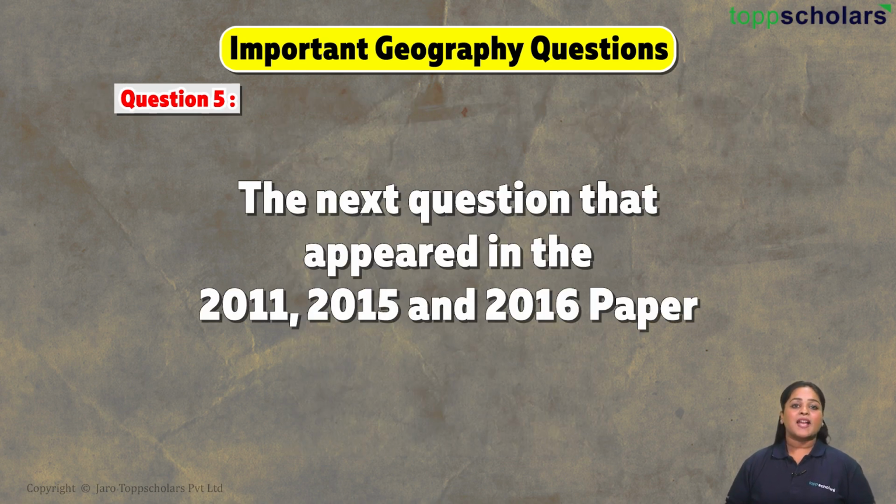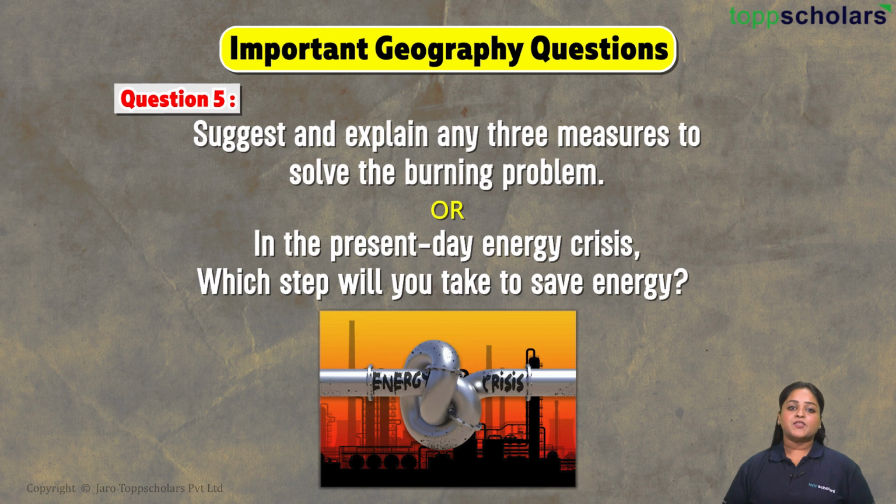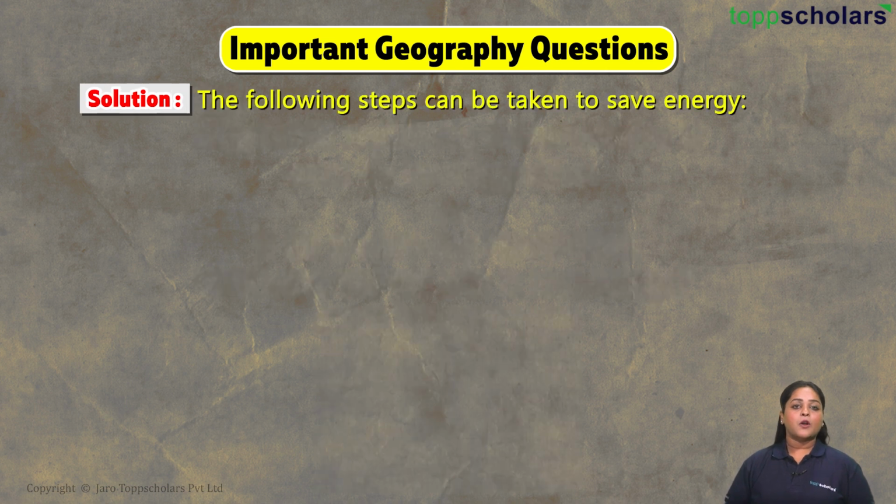The next question has appeared in 2011, 2015 and 2016 papers. Suggest and explain any 3 measures to solve this burning problem, or in the present day energy crisis, which steps will you take to save energy? The answer is, the following steps can be taken to save energy.